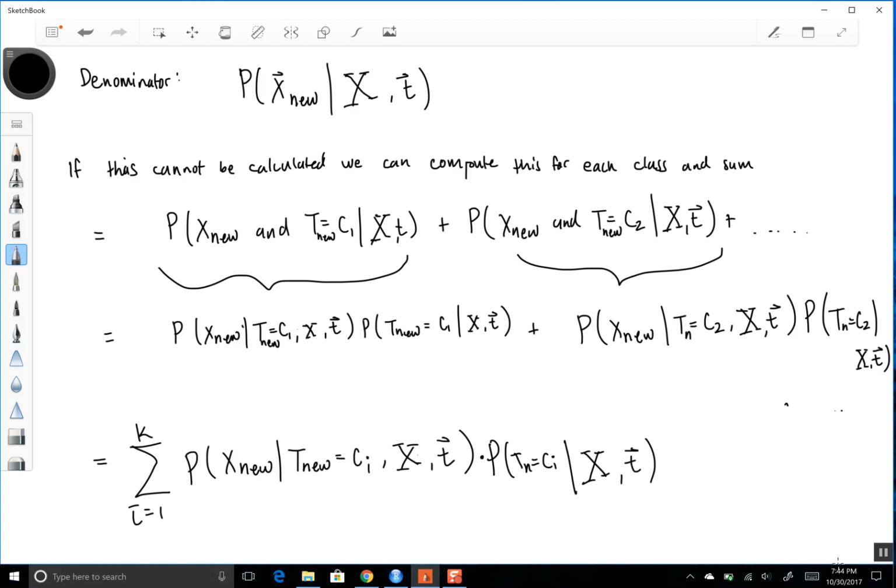Multiplying probability of x nu given t nu is equal to ci times the probability that t is in each of these things.